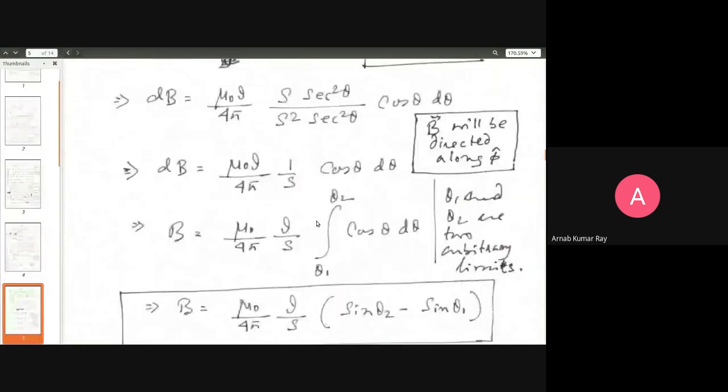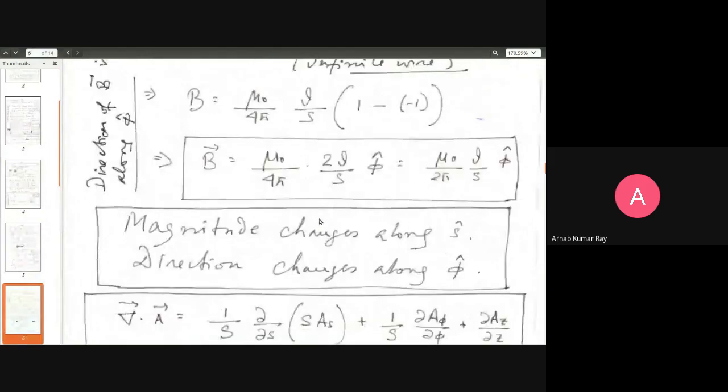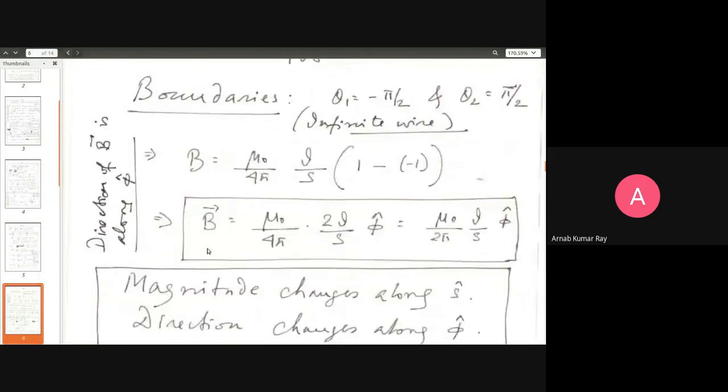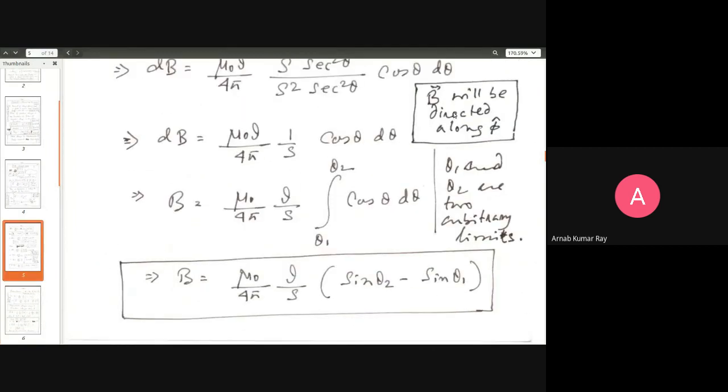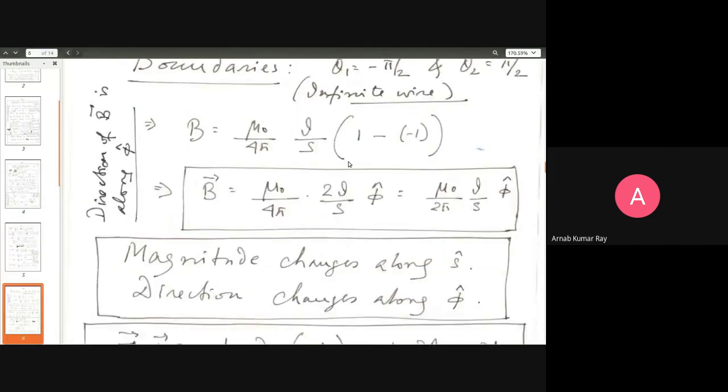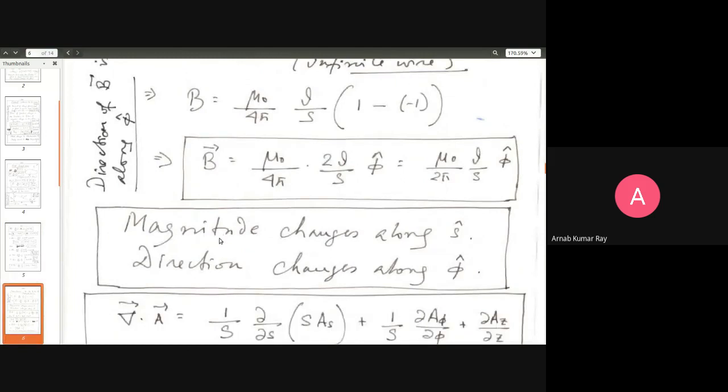Okay, so let us now look at this statement. Direction of B is along phi cap. As I have mentioned over here, B will be directed along phi cap. I hope you have understood this point. So magnitude changes along S, direction changes along phi cap. This is very different from electrostatic field, Coulomb electric field.